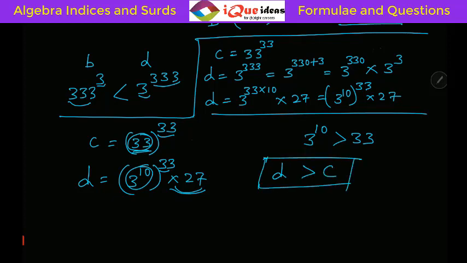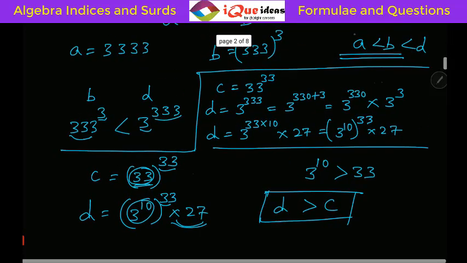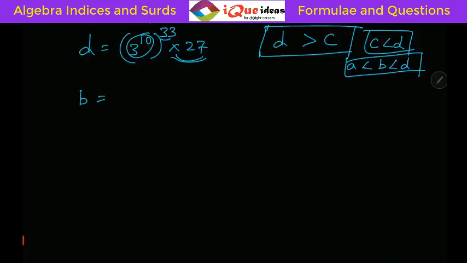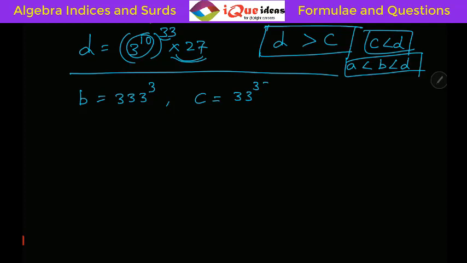So we already had this situation where A was the smallest, then B, then D. Now D is greater than C. So to place C, we need to identify the place of C with respect to B also. Now B was equal to 333 to the power 3. Let it be like this only. What about C? C is equal to 33 to the power 33. Let's write the power 33 as 11 into 3. So C can be taken as 33 raised to the power 11, whole to the power 3.